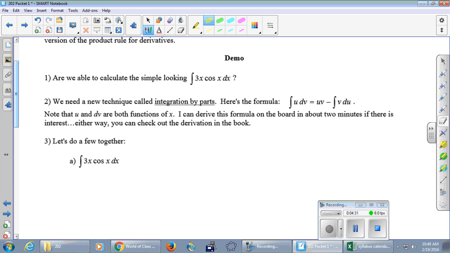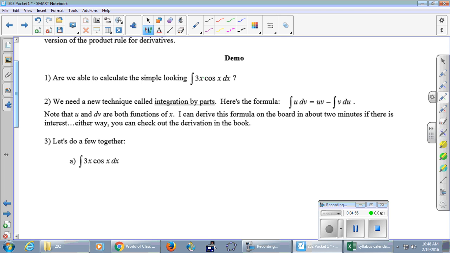And there really isn't any other natural choice for U. There's no U substitution that's going to work. So this is a pretty simple looking integral, and that little multiplication there makes it so we just can't do anything. So we need a new technique, and here it is. It's called integration by parts. It's got this formula. The integral of U dv is equal to U times V minus the integral of V du.